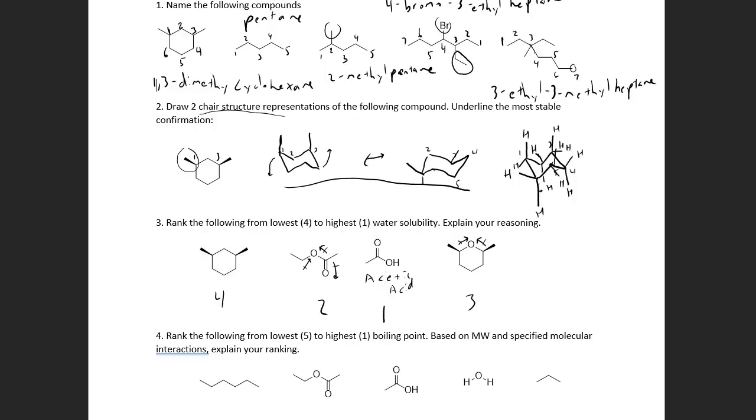So just to make sure, rank the following from lowest to highest in water solubility. Yep, number 1 is the highest. Acetic acid is the most water soluble, and this is the lowest. This is the least water soluble compound.